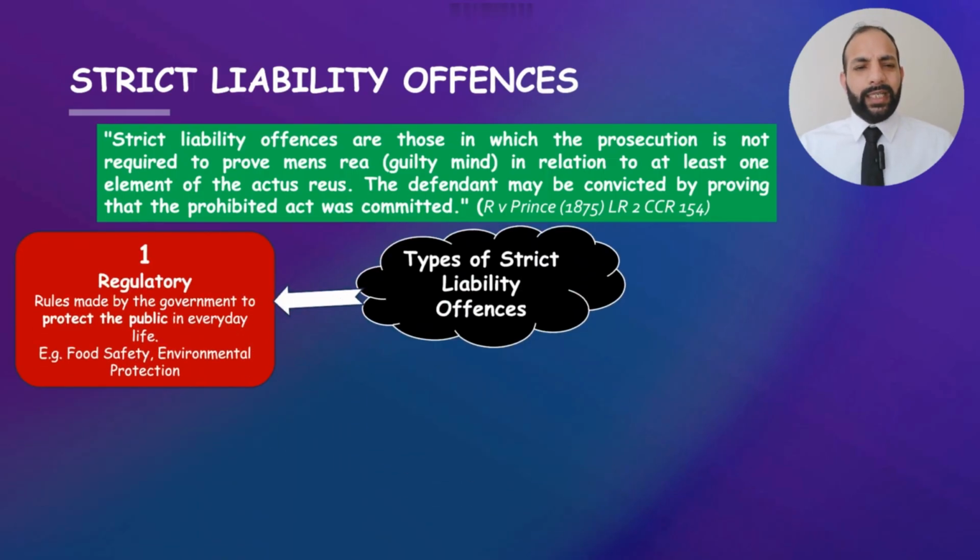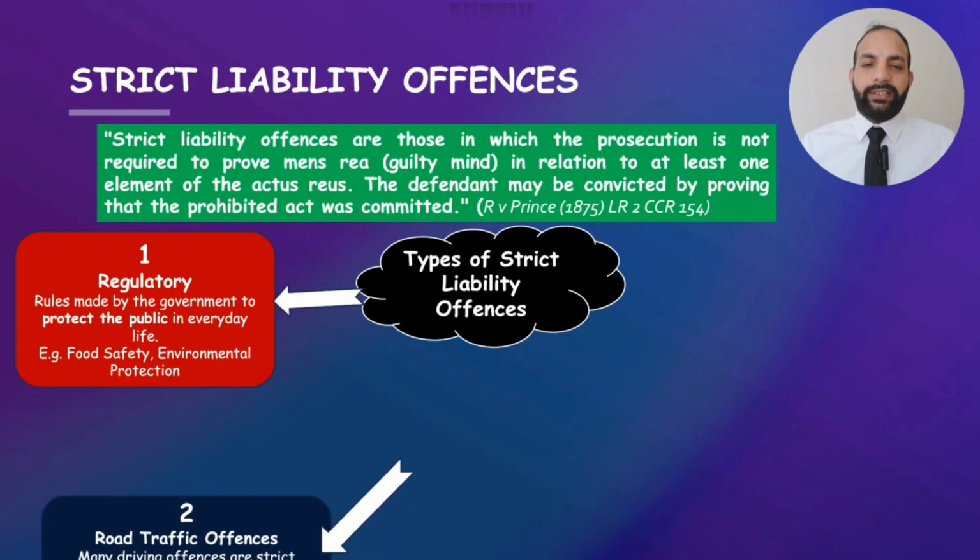The first one is regulatory rules made by government to protect the public in everyday life. All the rules which a government makes to protect and for the safety measures of the public at large come under strict liability offenses. For example, food safety, environmental protection, and some other such offenses, where even if done, you don't need to prove mens rea.